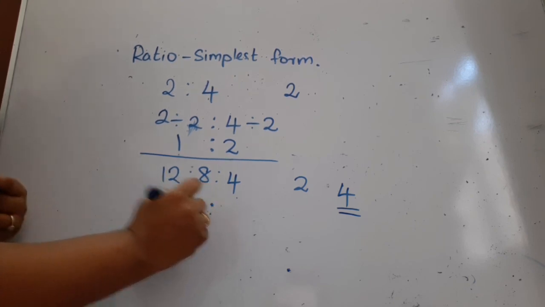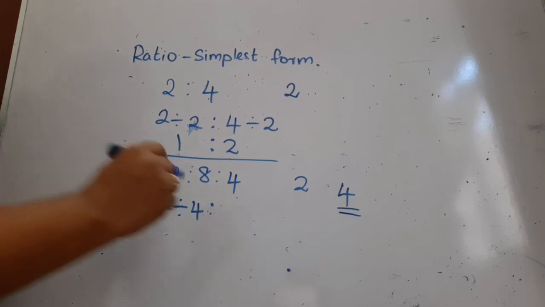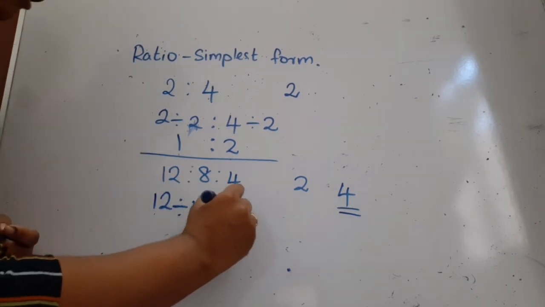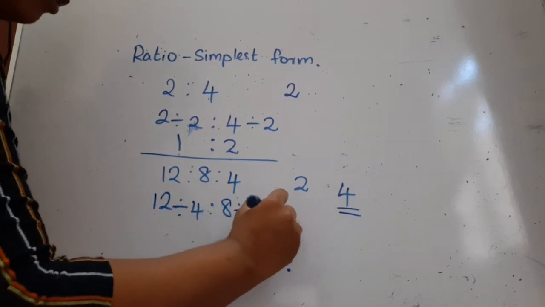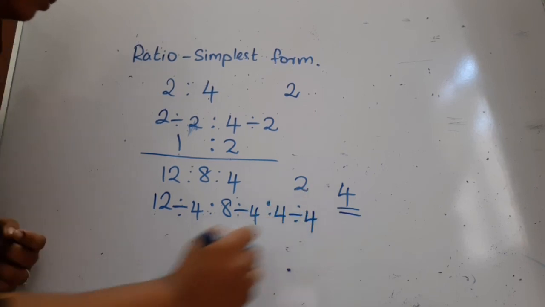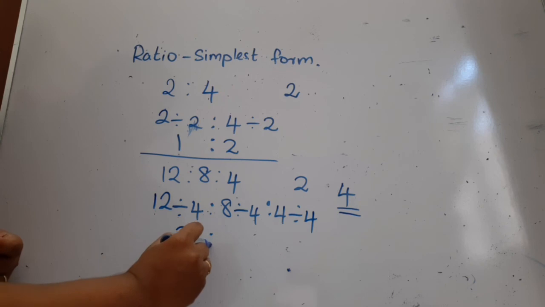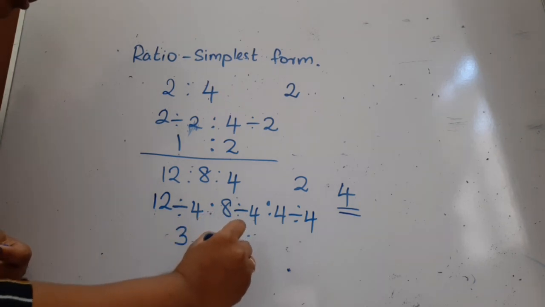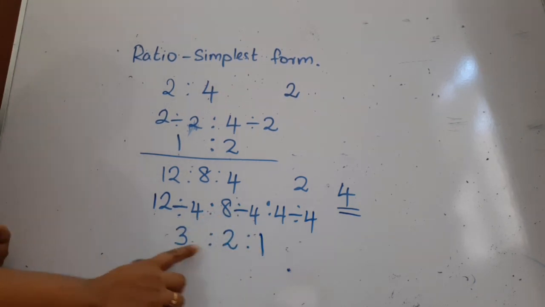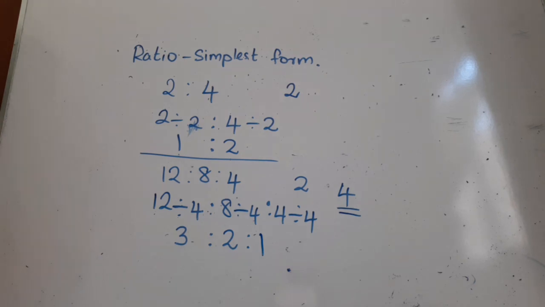12 divided by 4, 8 divided by 4 and 4 divided by 4. So the answer is 3, 2, 1. So 3 to 2 to 1. So it's a very simple topic under how to simplify the ratio. Now let's move on to the very last topic.